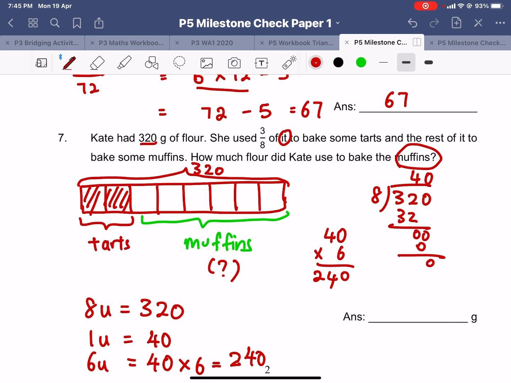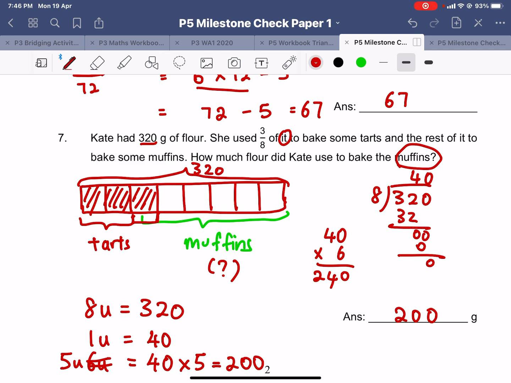1, 2, 3, 4, 5. 1, 2, 3. Let me check. 1, 2, 3, 4, 5, 6, 7, 8. Okay, I know why. I shaded one box lesser for tarts. So the muffins will not be 6 units. It is 5 units only. Alright, so times 5 gets me 200. That's the final answer.